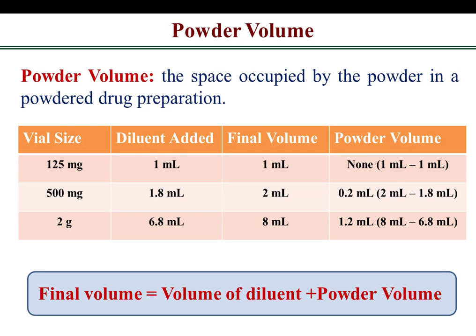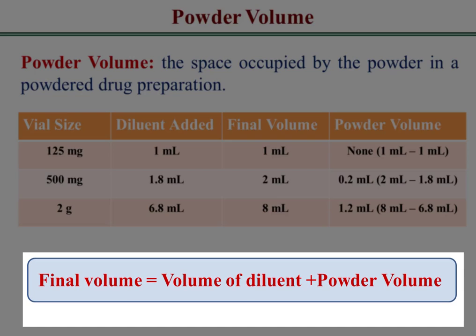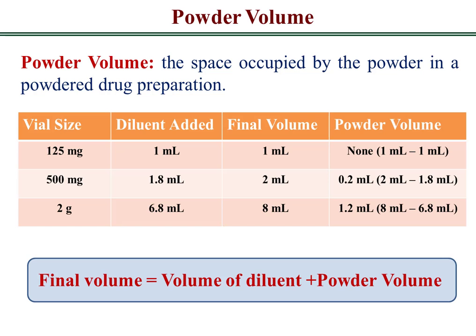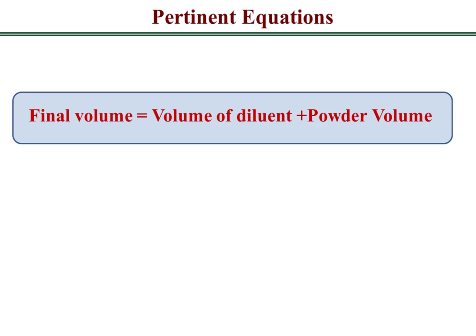This is the most important equation when it comes to calculations involving reconstitution. It says your final volume is equal to the volume of the diluent plus the powder volume. This equation is what you want to have stenciled in your mind. I already talked about how the final volume is equal to the volume of diluent plus powder volume.